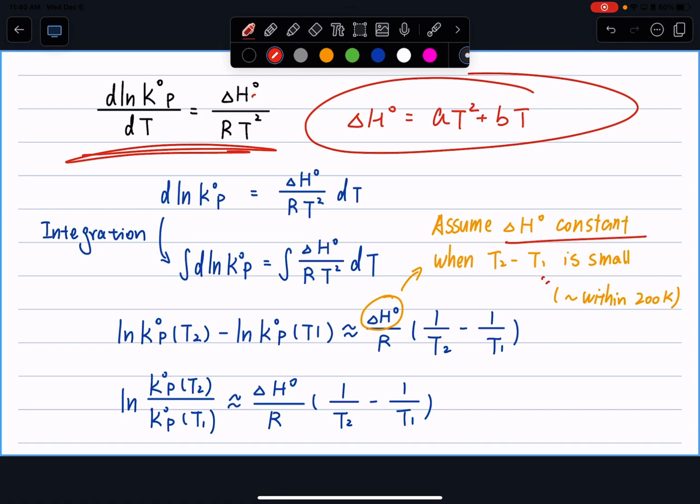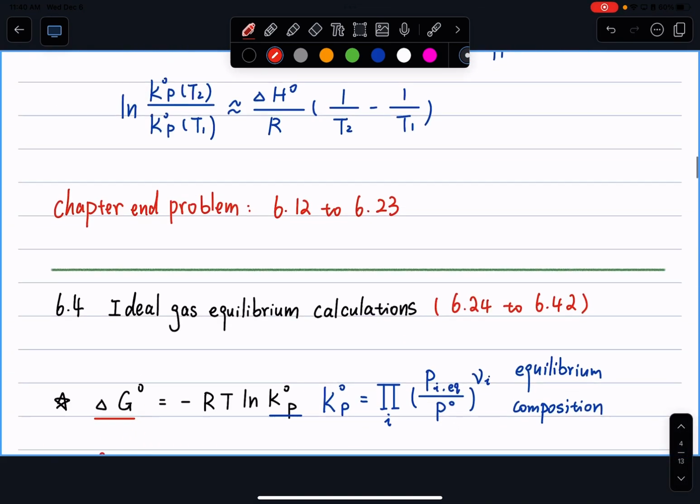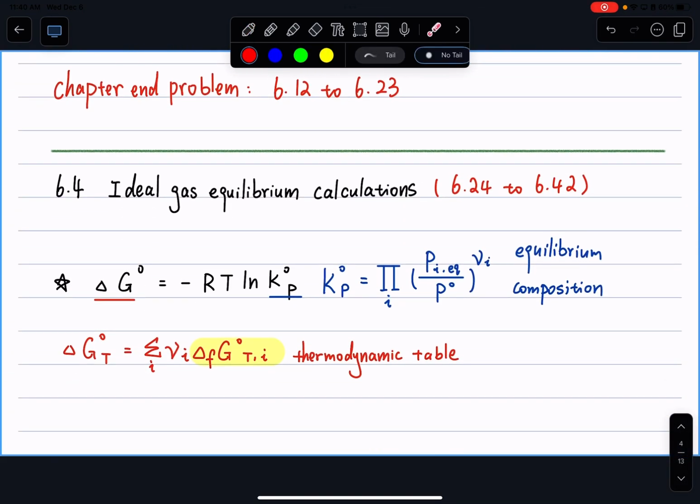All right. Next up, we have the ideal gas equilibrium calculation. So this part is more like an elaborated GenChem kind of calculation, right? We're using these two fundamental equations: delta G equals negative RT ln Kp, and your standard equilibrium constant is defined as follows. So this part is more like an elaborated GenChem type of calculation.